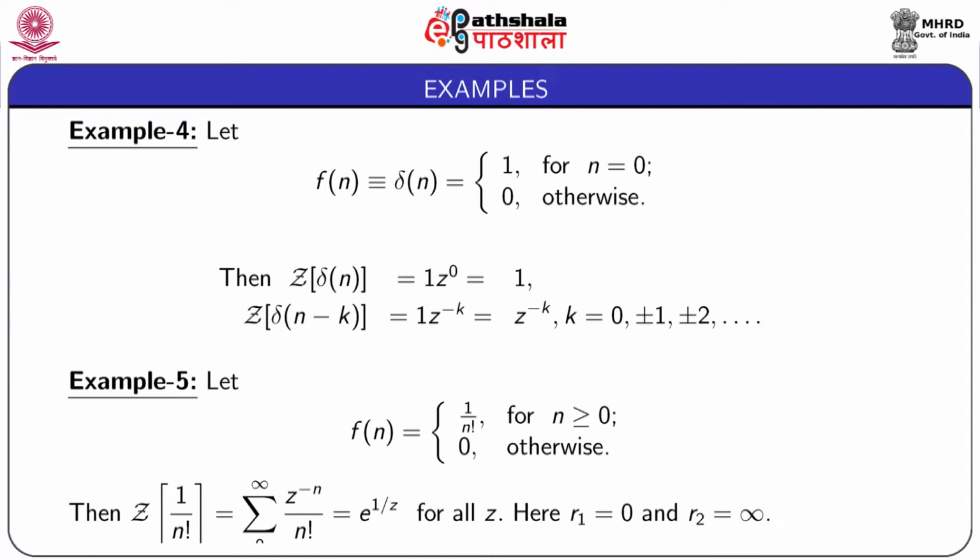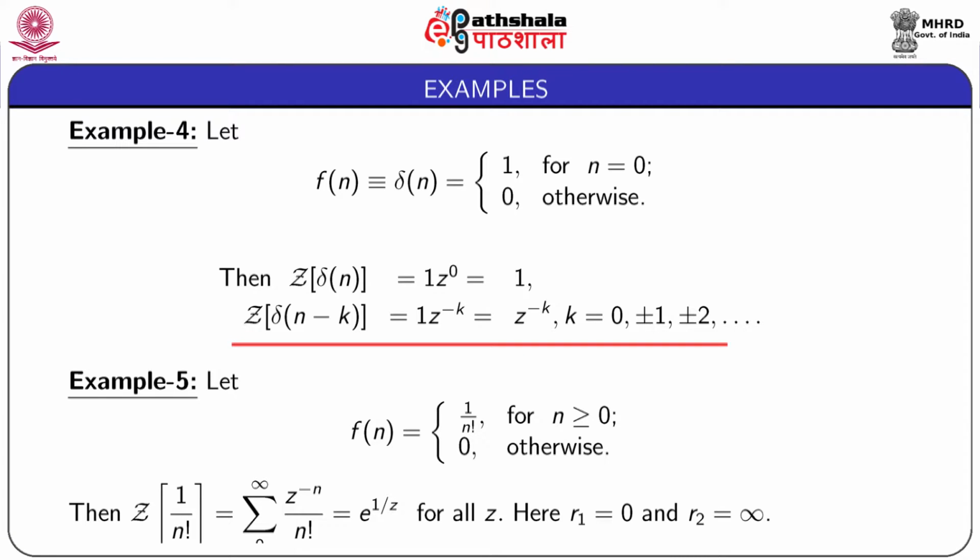Next we come to example 4. Let Fn equal to delta n, and that is defined as 1 for n equal to 0 and 0 otherwise. So, Z transform of delta n is equal to 1 into z to the power 0, because all other terms are 0 in the series for Z transform, and the only non-zero term is for n equal to 0. So Z transform of delta n gives us 1.